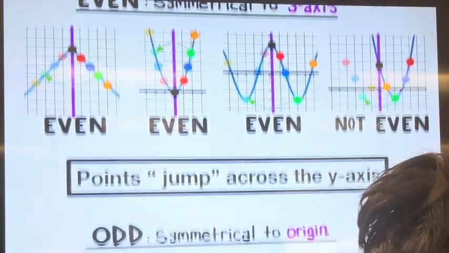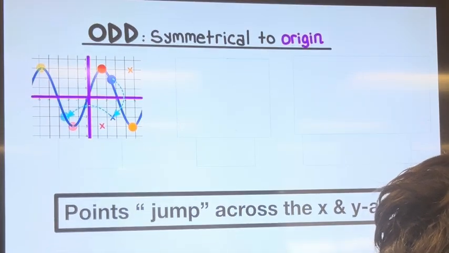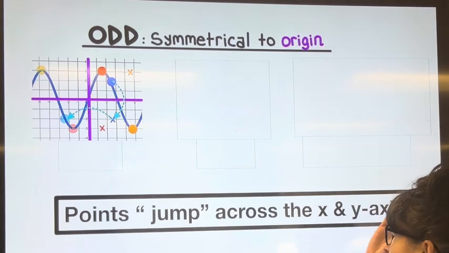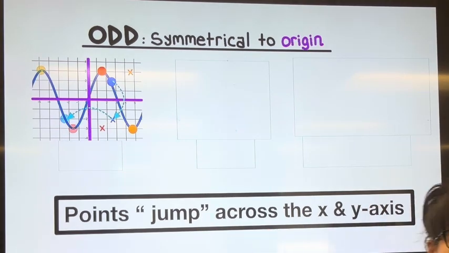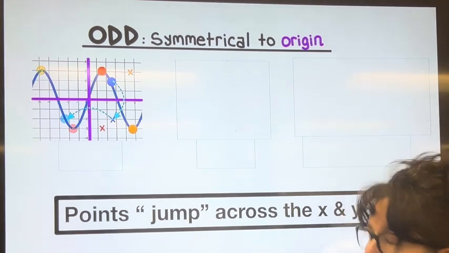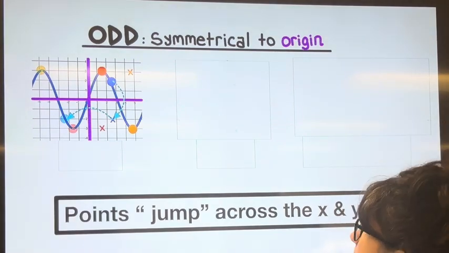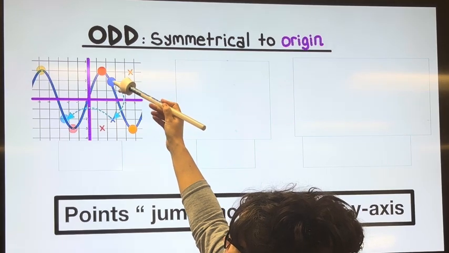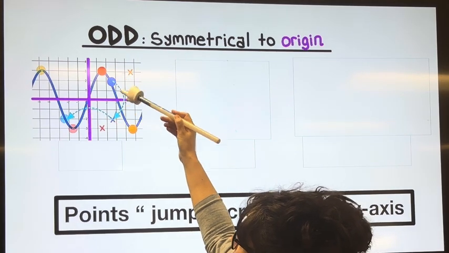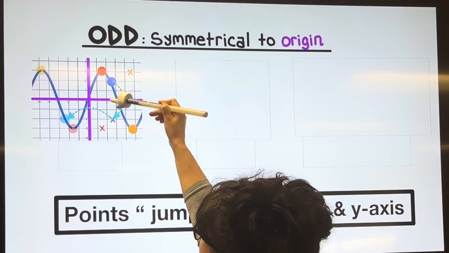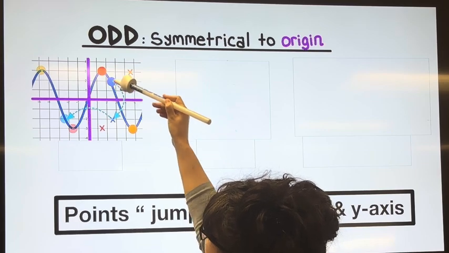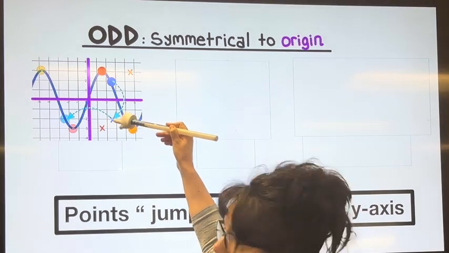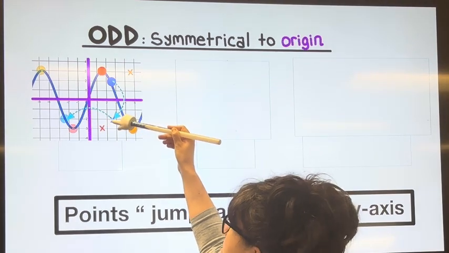Okay, now, if a function is odd, it's a double jump. You're gonna jump the points across the x and the y-axis. If I grab this point on the graph and I reflect it across the x-axis, so see how right now it's about 2 away from the x-axis? If I jump across the x-axis, it's 2 away down below. And I put a little x there, like a temporary holding place.